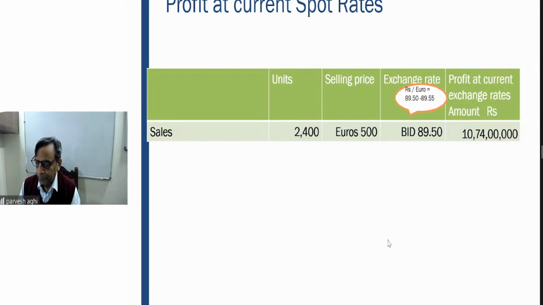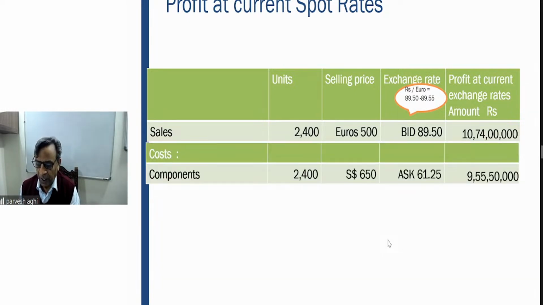Then the cost, as we know, of the Singapore dollar is 650 per unit, and the total number of units is 2,400. Here we are going to look at the ask rate, because now he's importing. The rate given is 61.20 and 61.25, which means 61.25 will be the relevant rate. So the cost of the Singapore dollar components will be 61.25 multiplied by 650 multiplied by 2,400. So we get 9 crore 55 lakhs 50,000.